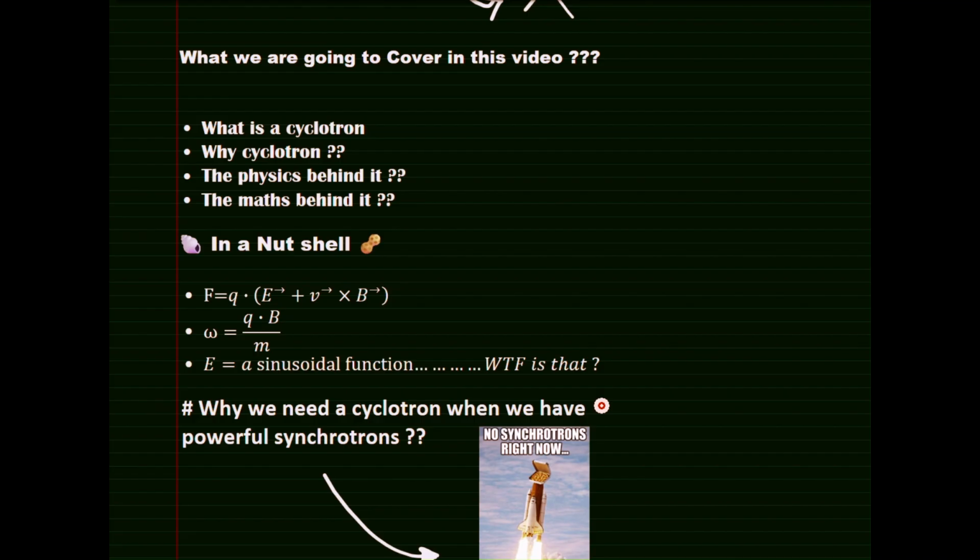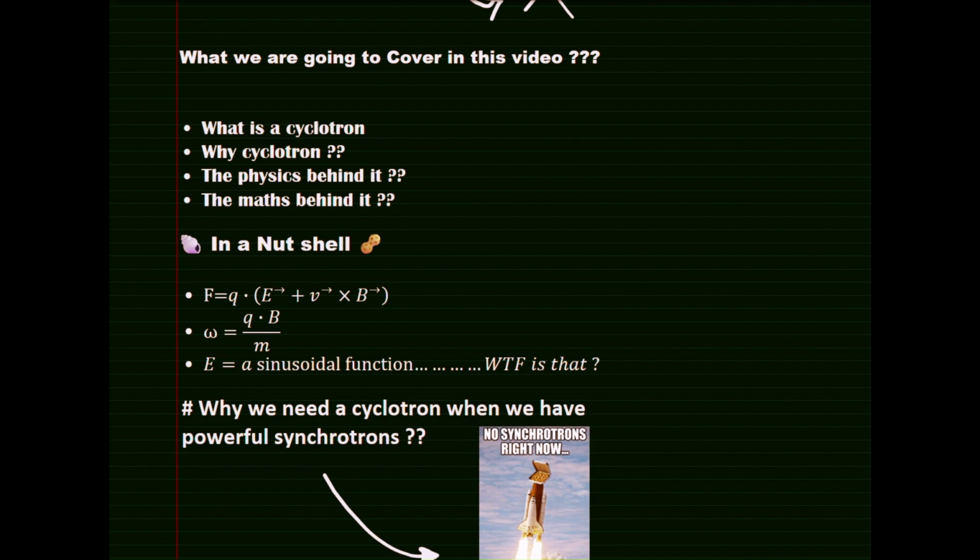And what's the physics behind it? The main thing about which it works is that it uses simply Lorentz force to accelerate the charged particle. Here it's written in a good way. In a nutshell, we can see F equal to Q into E vector plus V vector cross B vector. What are these? Here F is obviously the force acting on the charged particle. Q is the charge on that particle. And we assume that it has a mass m, small m.